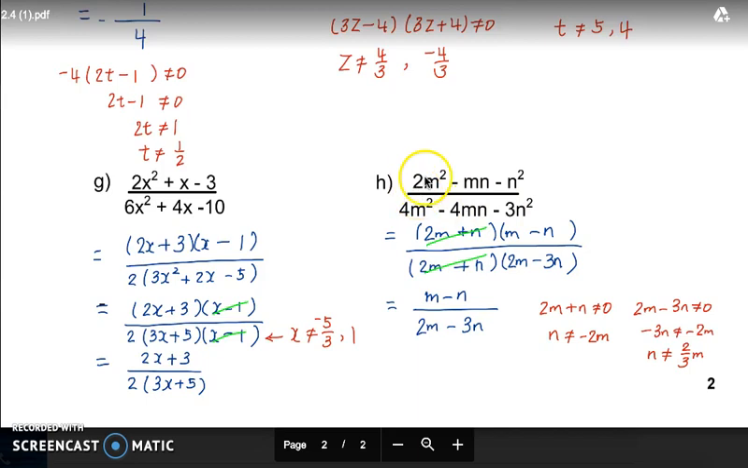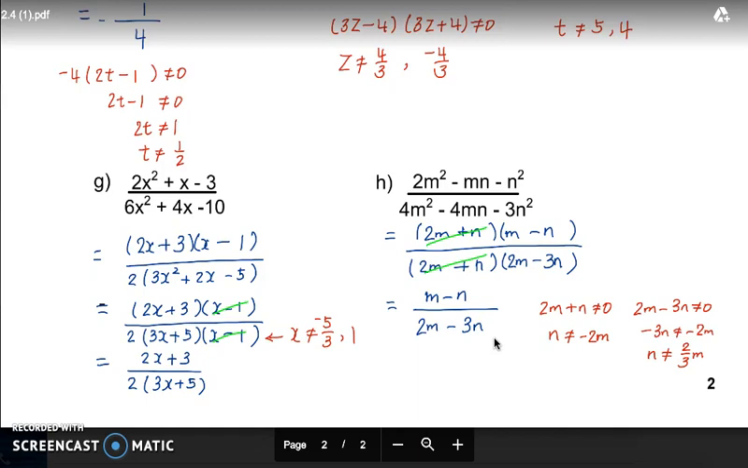So once again, a product of -2, a sum of -1. Do your work, you get 2m plus n times m minus n. For the denominator, product is -12, sum is -4. Factor that, you get 2m plus n times 2m minus 3n. Reduce 2m plus n, you end up with m minus n over 2m minus 3n.